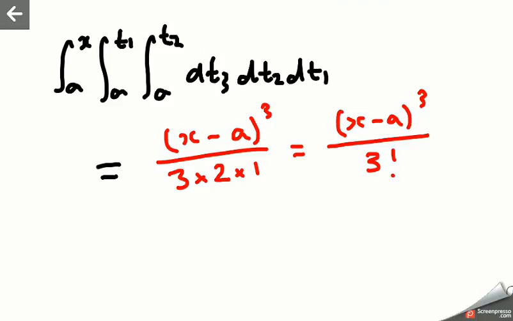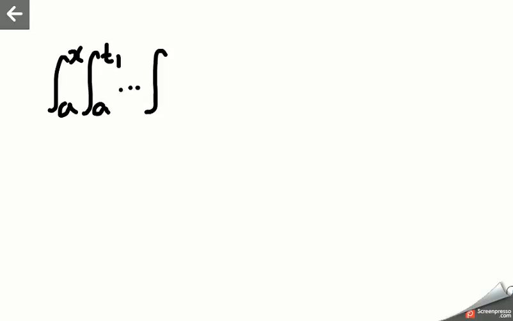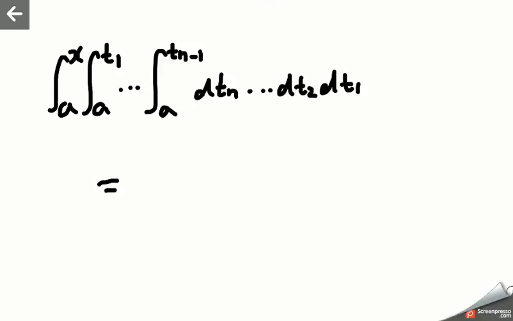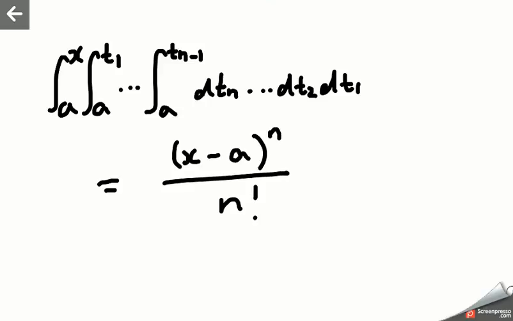And finally, we can say that in general, the integral from a to x, the integral from a to t1, dot dot dot, the integral from a to t(n-1), dtn, all the way up to dt2, dt1, is actually going to be equal to (x minus a) to the power of n divided by n factorial.